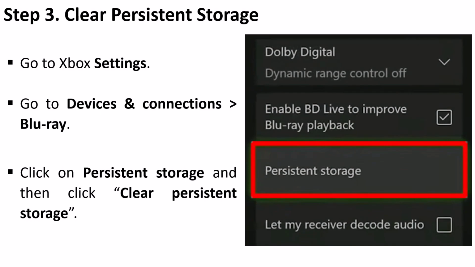Step 3 is to clear persistent storage. Go to Xbox settings, go to Devices and Connections, Blu-ray, click on persistent storage and then click on clear persistent storage. Now if you don't see this feature in your Xbox console, then you can skip this step.